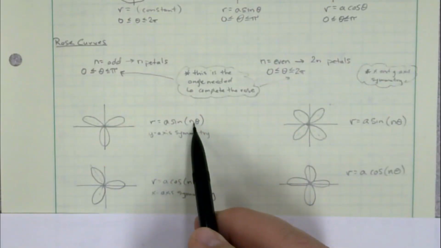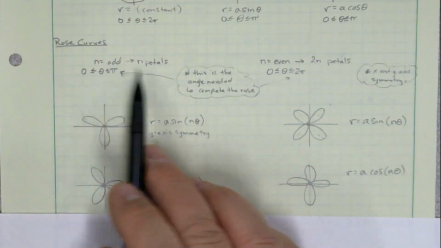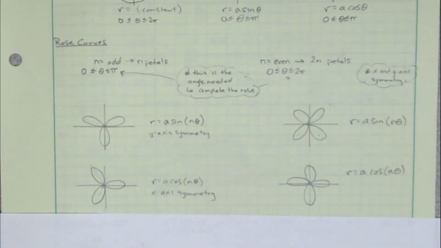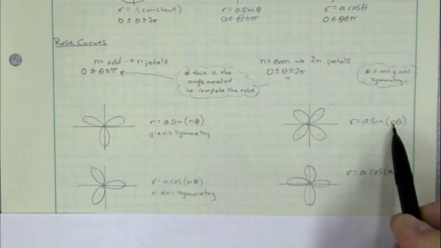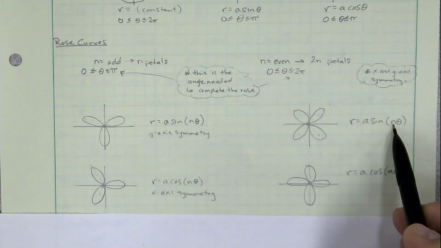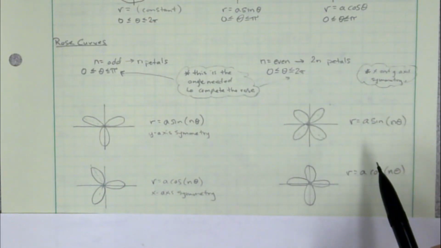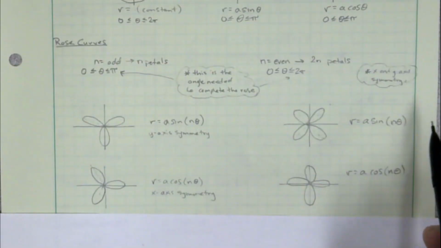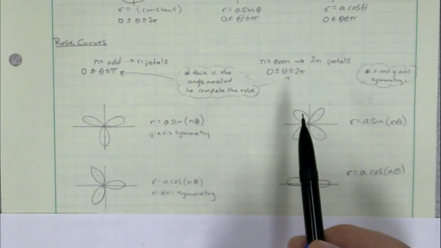So if that number is odd, then that's how many petals I'm going to have. And if this number is even, then I'm going to have 2 times that many petals. So if there was a 2 in here, then 2 times 2 would be 4, so I have 4 petals. Okay? So that's kind of how you do this. Know the symmetries, it will be helpful also.